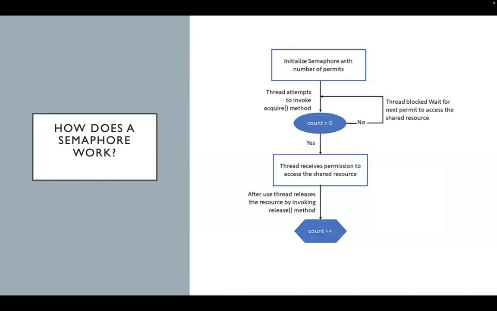Once the thread gets access to the resource, it will do its operation, and then it will release that resource by using the release method, and then again the counter variable will be increased by 1. So now we will see programmatically how semaphore works.